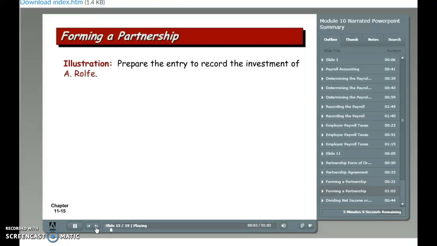The journal entry made by the partnership to record the investment in the partnership made by A. Rolfe includes an increase or debit to cash. Office equipment is debited for the fair market value of the equipment, $4,000. The partner capital account for A. Rolfe is increased, credited, for the total of $12,000.